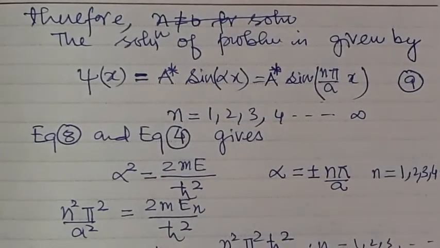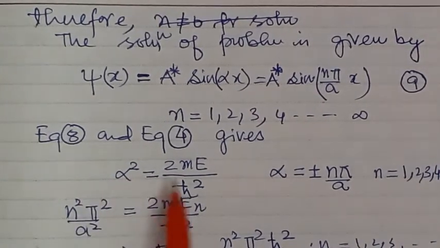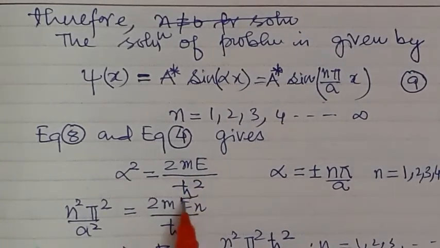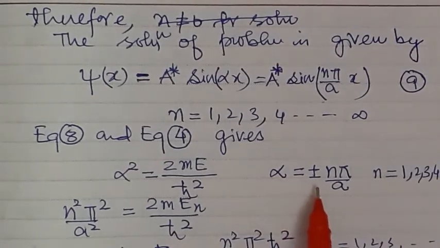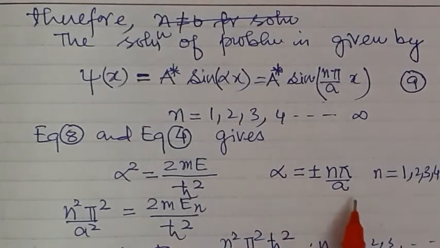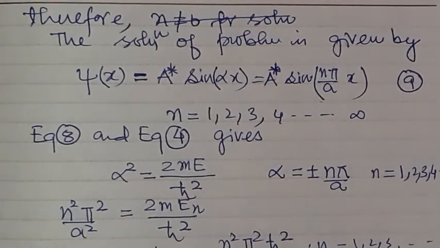Now equation 8 and equation 4 give us a very outstanding result, where equation 4 says alpha square is equal to 2mE over h cross square, and from equation 8, alpha is equal to plus minus n pi by a, where n can run from 1, 2, 3, 4. Substituting the values of alpha, we get an energy expression, that is En is equal to n square h square over 8m a square.